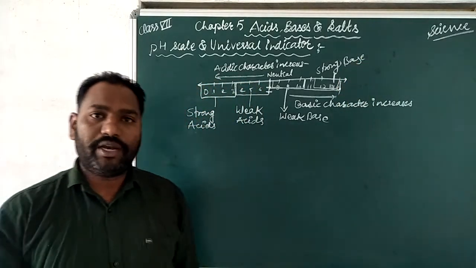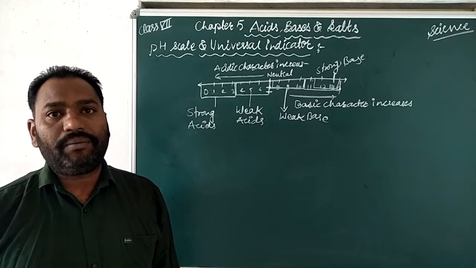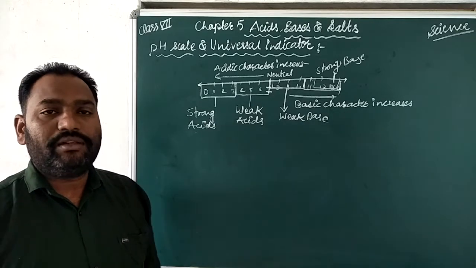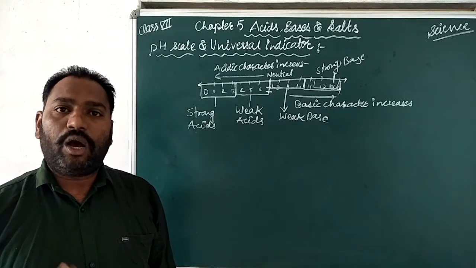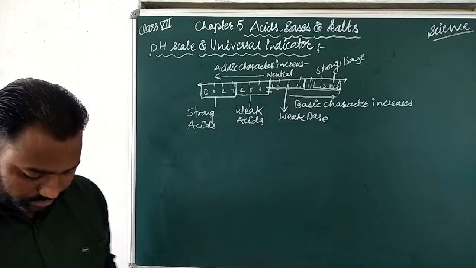So I hope you understand what the pH scale is. An indicator just indicates whether a substance is an acid or a base, but the pH scale shows how much strength the acids and bases have.